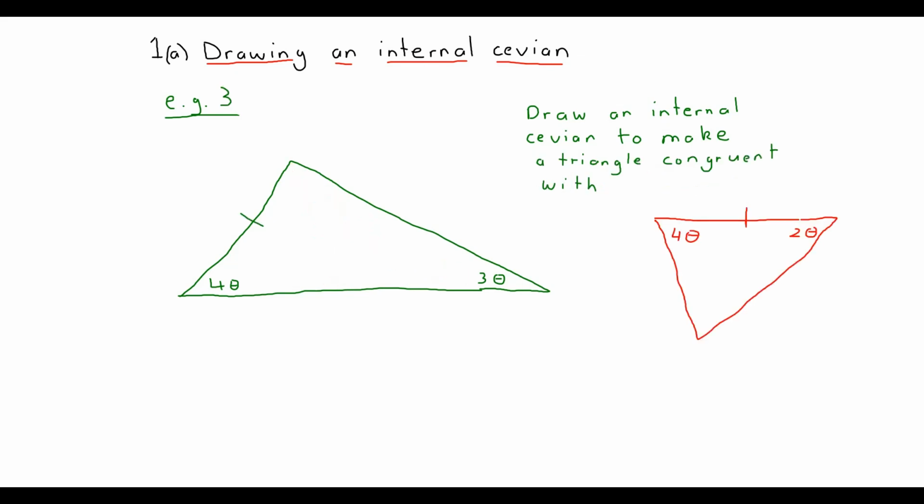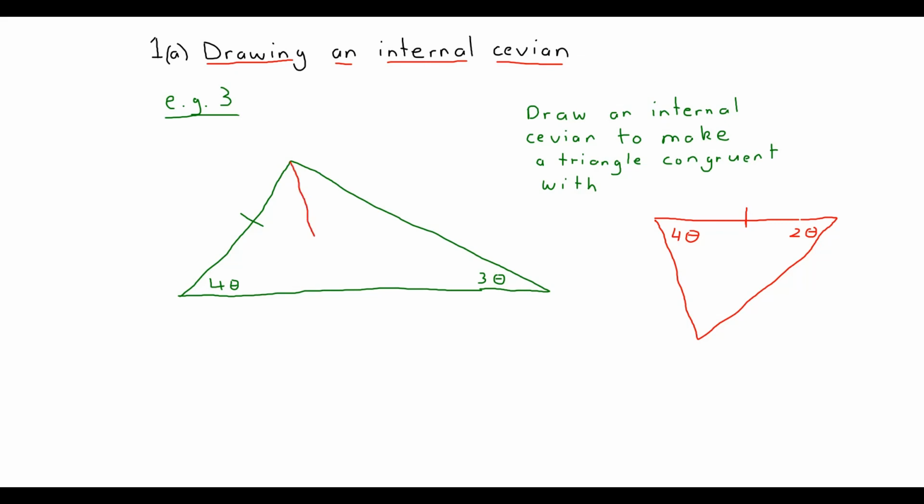Write this one out and do have a go at it first. So what we're going to try to do is draw an internal Servian, and we're going to make a triangle that's congruent to this one here, which is going to have a 4 theta in it and a 2 theta. Alright, so let's do it. So let's first of all draw my internal Servian, and down it's going to go, and let's just maybe try and do it a little bit to scale. Oh, that's the same line.